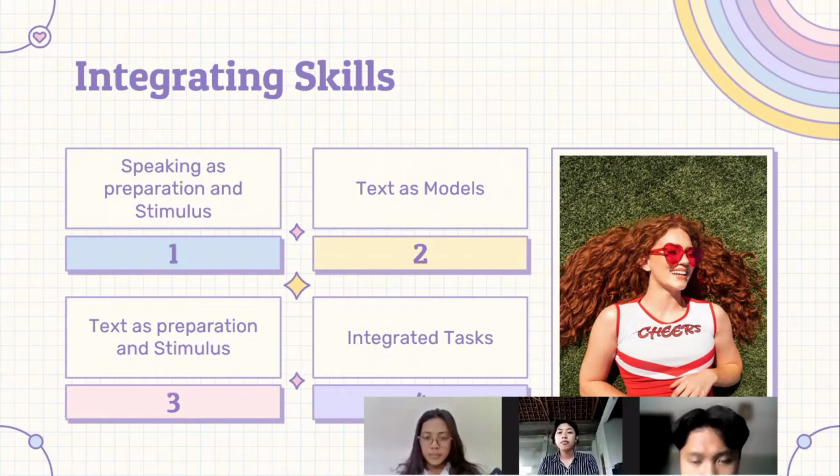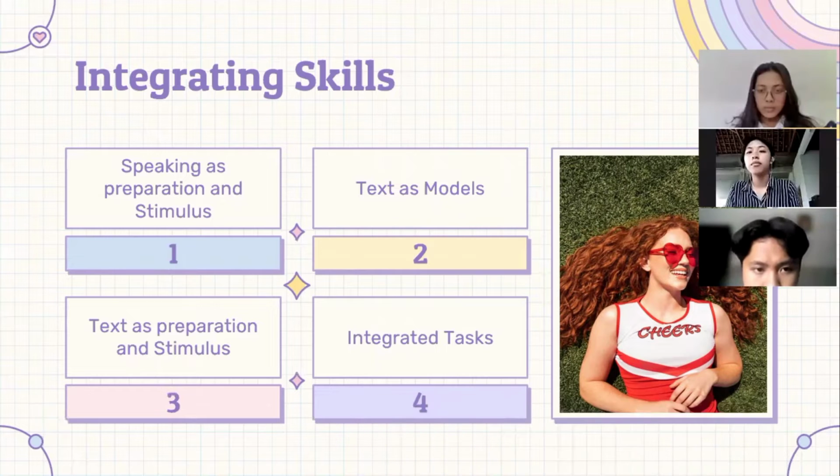In integrating skills, there are four parts. The first one is speaking as preparation and stimulus. The second one is text as a model. The third one is text as preparation and stimulus. And the last one is integrated tasks. Okay, I will explain the first one, speaking as preparation and stimulus.